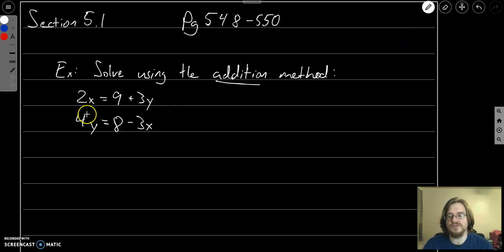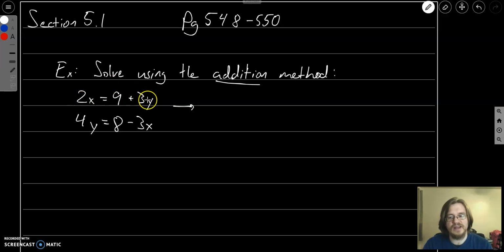First and foremost, we'll recognize that these two equations are not in standard form, as in they don't look like ax plus by is equal to c. So let's put all of the x's and y's on the left-hand side and all of the constant terms on the right-hand side. For instance, in this top equation, the x is already on the left-hand side, but the y isn't. So to change that, I'll just subtract 3y from both sides.